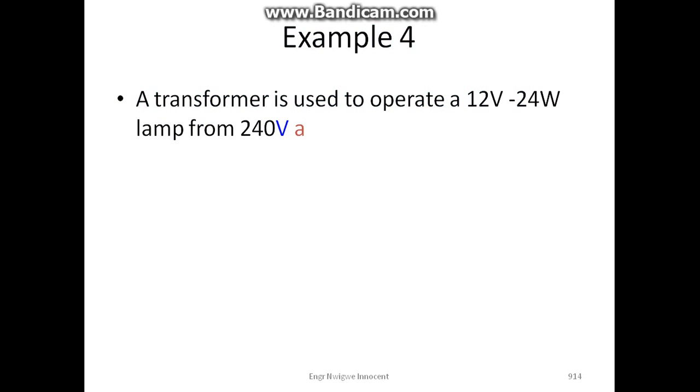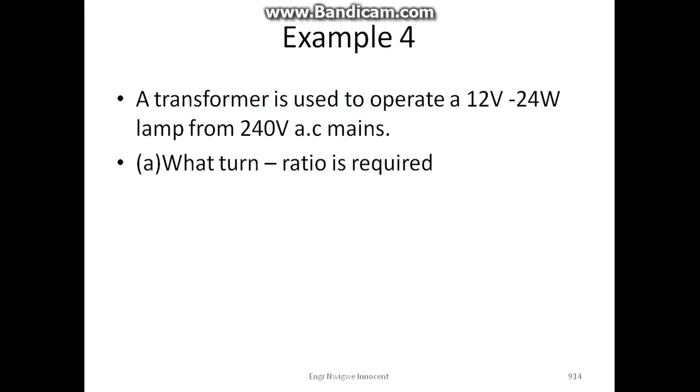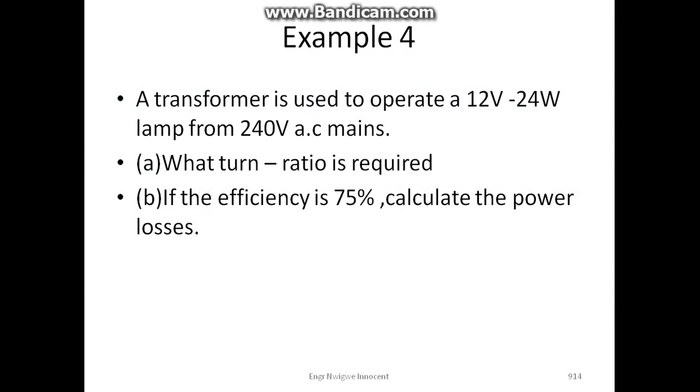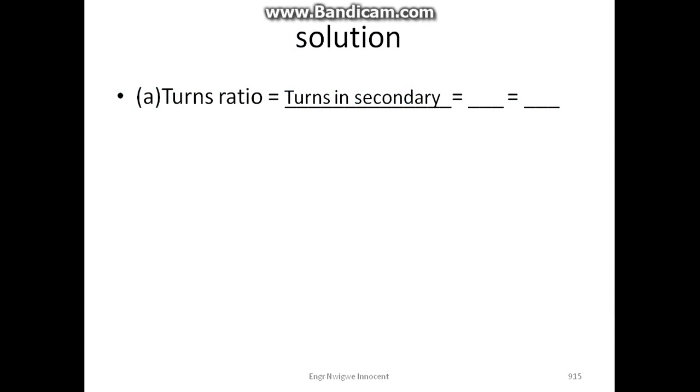Example 4. A transformer is used to operate a 12 volt, 24 watt lamp from 240 volt AC mains. A. What turn ratio is required? B. If the efficiency is 75%, calculate the power losses. Solution. A. Turn ratio equals turns in secondary over turns in primary, which is equal to 12 volts over 240 volts, which is equal to 1 over 20.